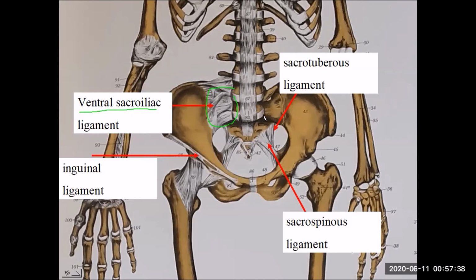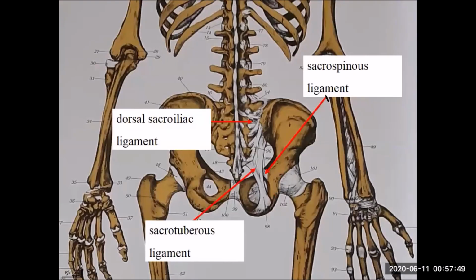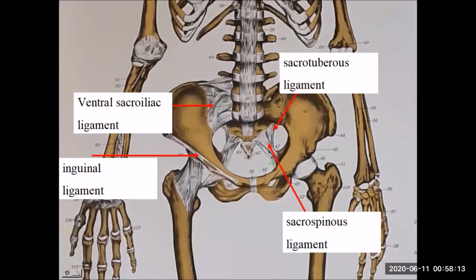Sacrotuberous ligament, we're looking from the sacrum, and it's spanning down to the ischial tuberosity. It is a more posterior position, so let's go ahead and turn around to see that better. The sacrotuberous ligament, sacrum to the ischial tuberosity. And there's a sacrospinous ligament connected there to the spine of the ischium. So that's sacrospinous ligament. And we could go back to the anterior side to see that sacrospinous ligament.